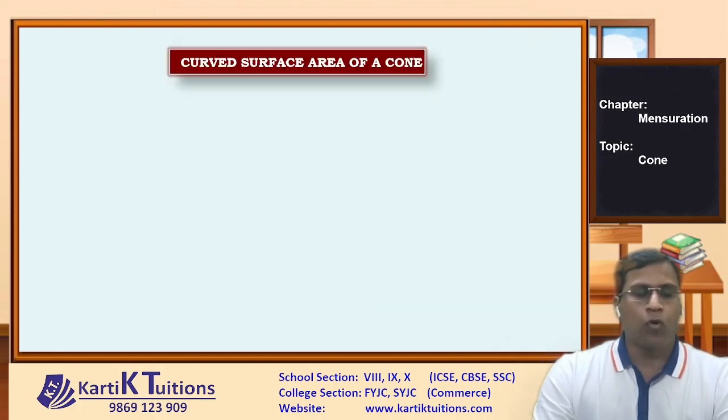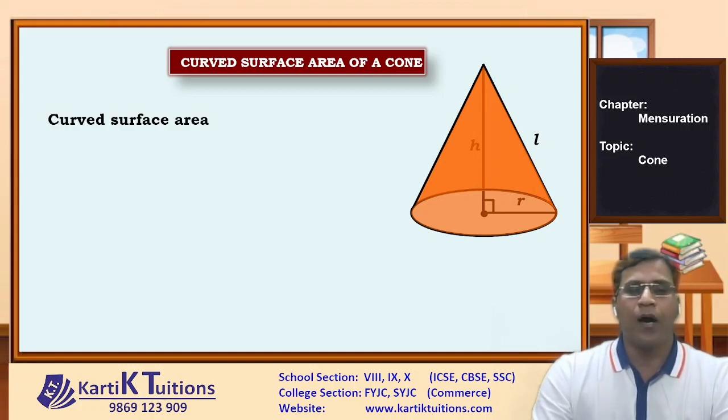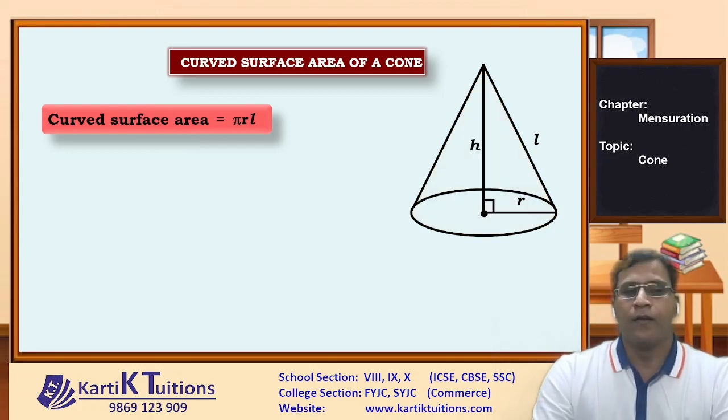Let's move further. Now we are going to talk about curved surface area. Now what is curved surface area? This is our cone, and this part is the curved surface area, and the formula is pi r l. It is pi r l. So the curved surface area of a cone is pi r l.